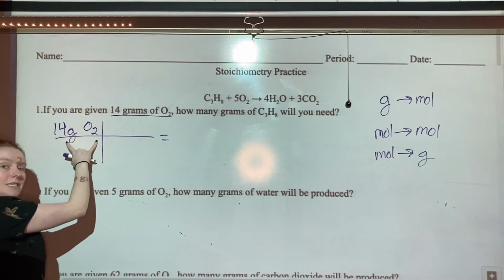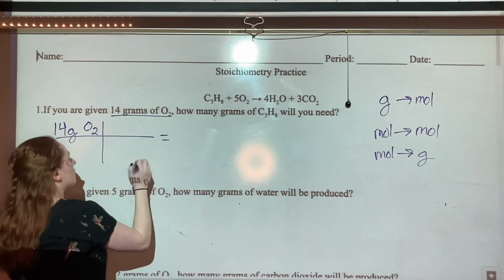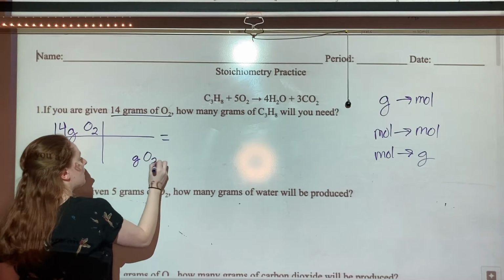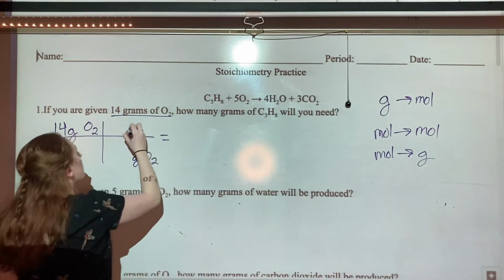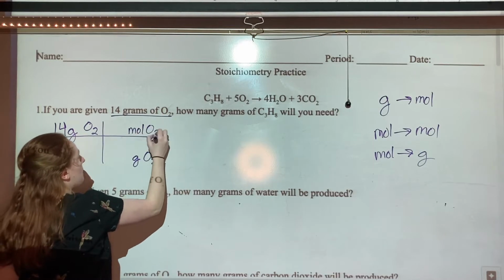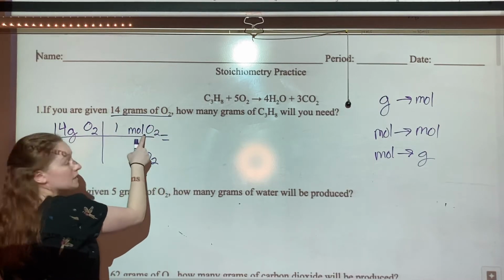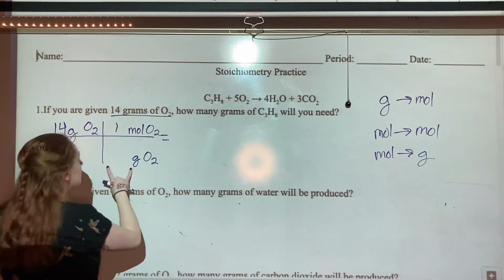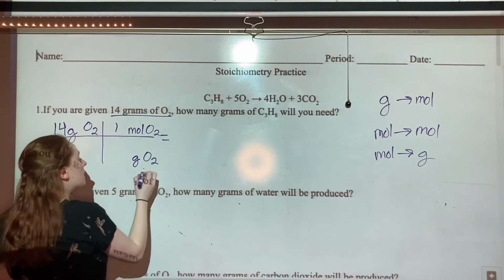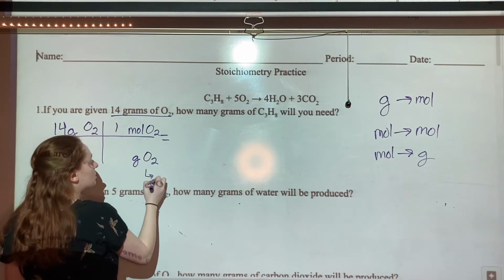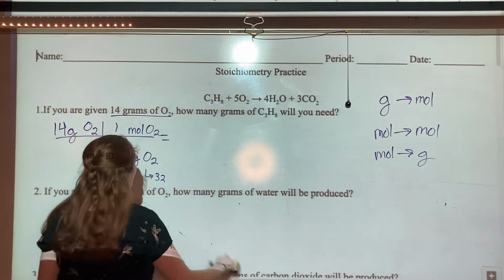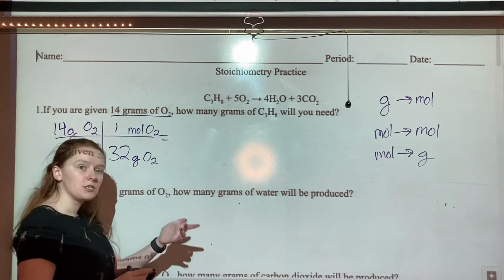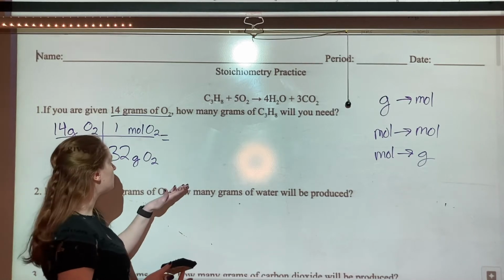Whatever unit is here, we move diagonally down. So this is going to be grams of O2 down here. And first step is to go from grams into moles. So we're going to put moles of O2 up top. This number will always be 1 every time. This number down here comes from the periodic table. And the molar mass of oxygen, O2, is 32 grams. I found that by finding the molar mass of oxygen, which is 16, and multiplying that by 2.